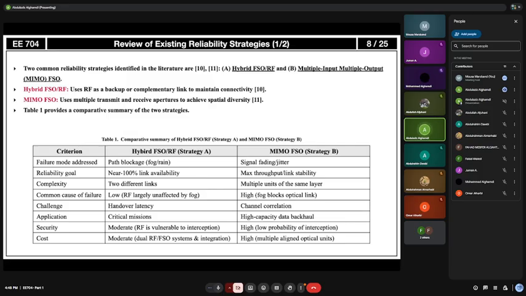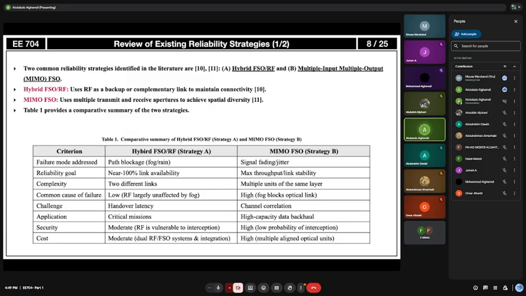The challenges for the hybrid FSO are typically in the handover latency: you need to identify the conditions or the situation where you need to switch from the FSO to the RF link. In the MIMO FSO, the challenge is the channel correlation because you are using multiple channels in parallel, so there is a possibility of correlation between these channels. As for applications, the hybrid strategy is for critical missions where we need to maintain link availability most of the time. For the MIMO FSO, the application is high capacity data applications.